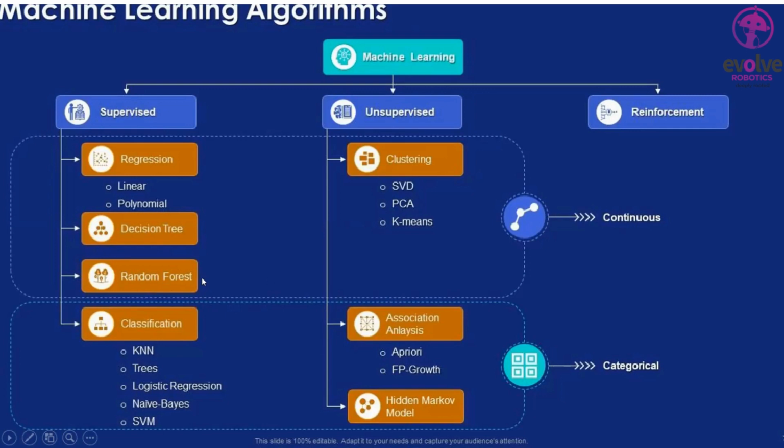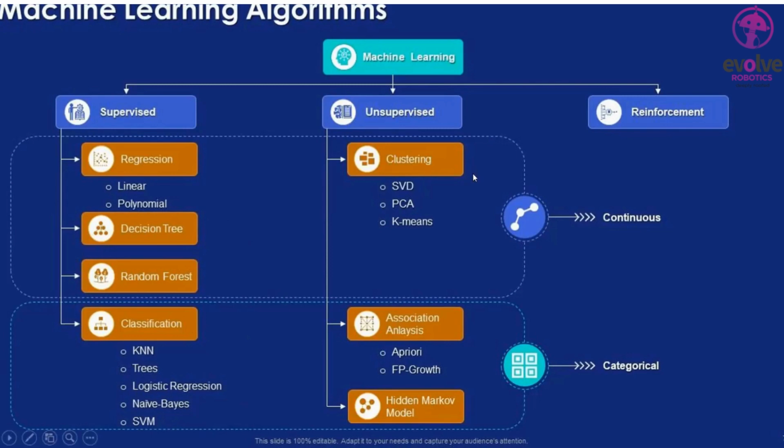You can see random forest and decision tree here. Random forest comes under both classification and regression. Same thing is done with decision tree also. It comes under both classification and regression. For example, under classification, there are many algorithms: KNN, decision trees, logistic regression, Naive Bayes, SVM, and so on. Likewise, we have many algorithms for regression also.